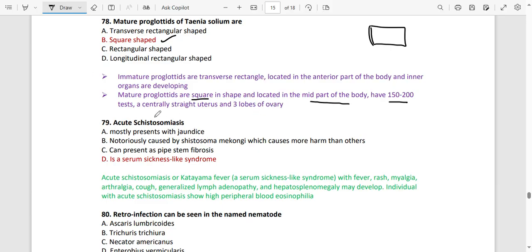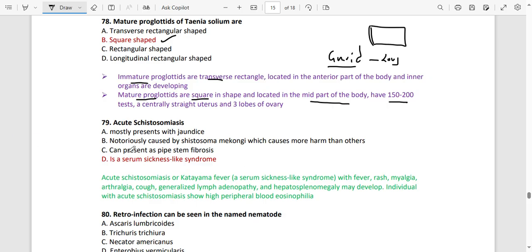Acute schistosomiasis. Thank you so much. So gravid, in addition, are longitudinal, rectangular. So immature, they are transverse. Mature, they are square. And then the gravid, they are longitudinal, rectangular. Thank you so much for that.